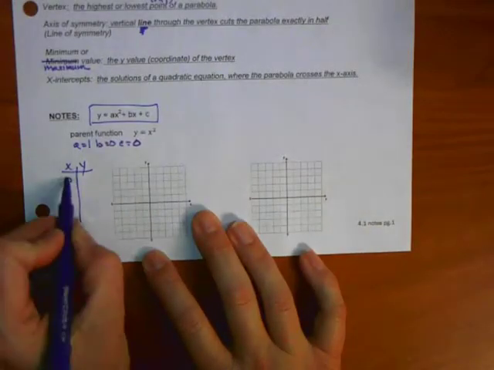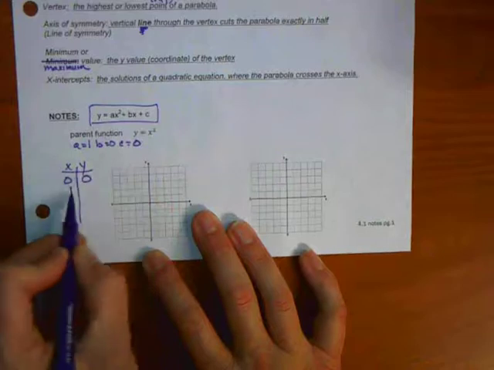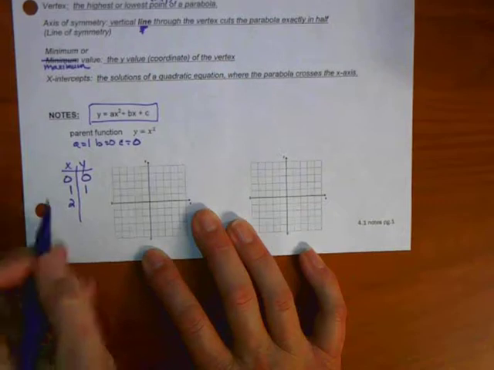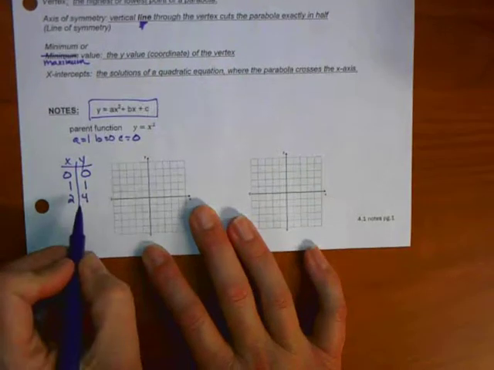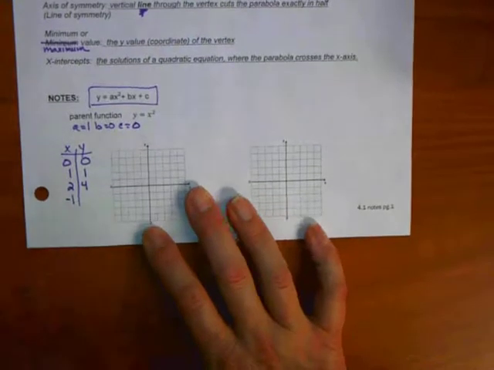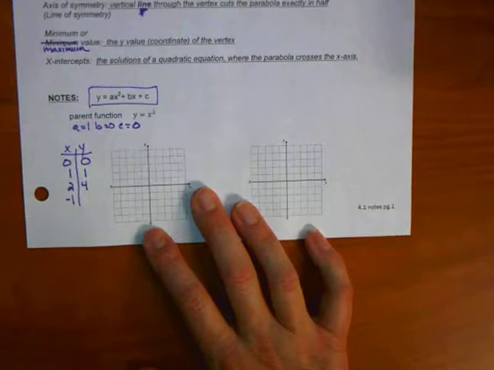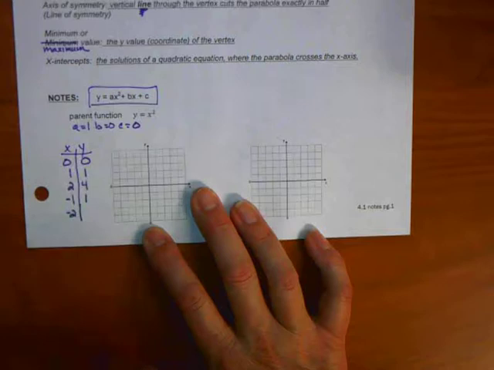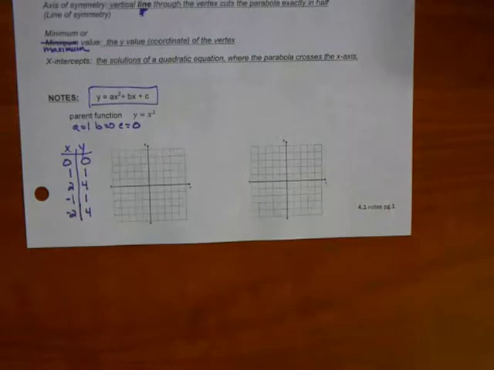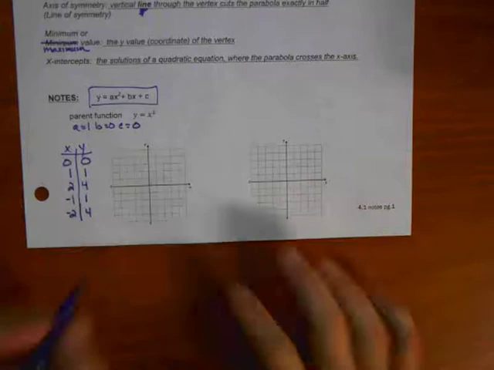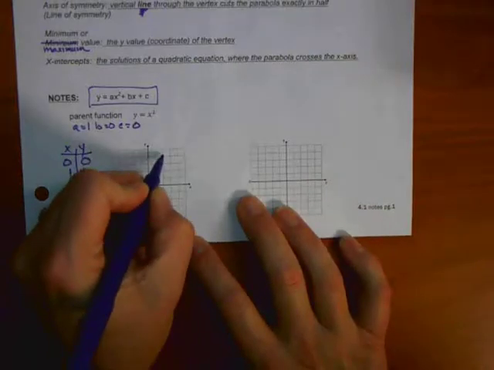But if x is 0, what's y? 0. If x is 1, what's y? 1. If x is 2, what's y? 4. How many people were going to say 2? If x is negative 1, what's y? 1. Because negative 1 times negative 1 is 1, right? If x is negative 2, positive 4. Now, do you have to make a table every time? No. You should memorize these. Parent function: 0, 0, 1, 1, 2, 4.